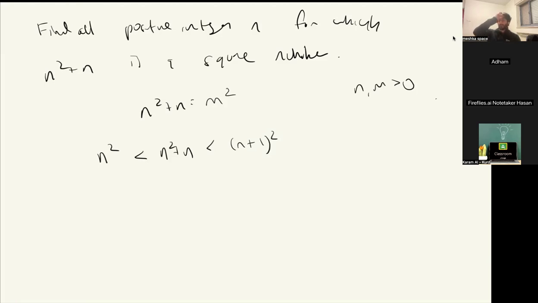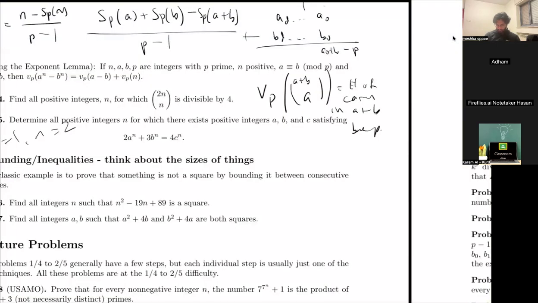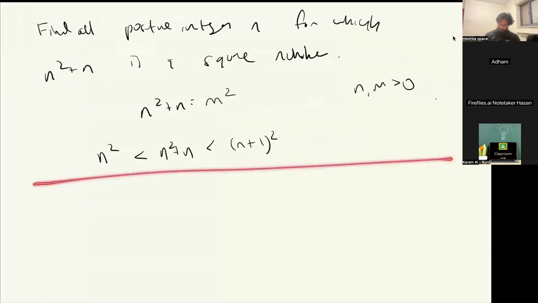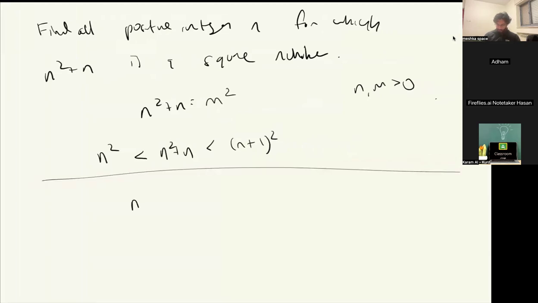And so this is some kind of very common technique. Sometimes you can just use inequalities to show that something is impossible. So there's a slight variation on this that I want to talk about. Yes, n squared minus 19n plus 89. So let's consider now the same thing. We want instead n squared minus 19n plus 89 to be a square. This is easy. We can just look at n minus 9 and n minus 10.